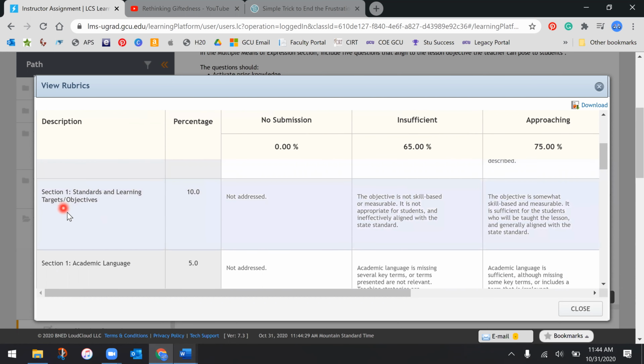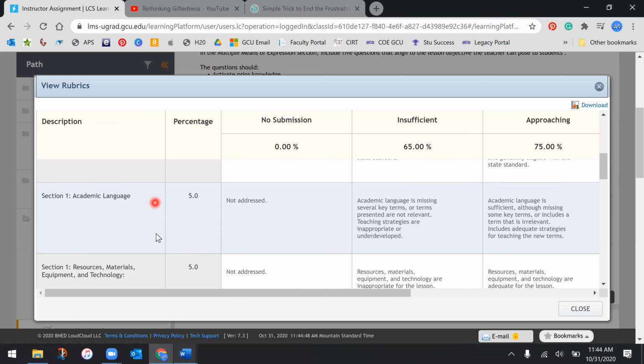Next, standards and learning objectives. We just want to make sure that your standards and learning targets are aligned and they are measurable and they're developmentally appropriate for the age that your lesson is planned for. Then we have academic language. As I said before, don't just include the words, but also tell me a strategy for teaching them.